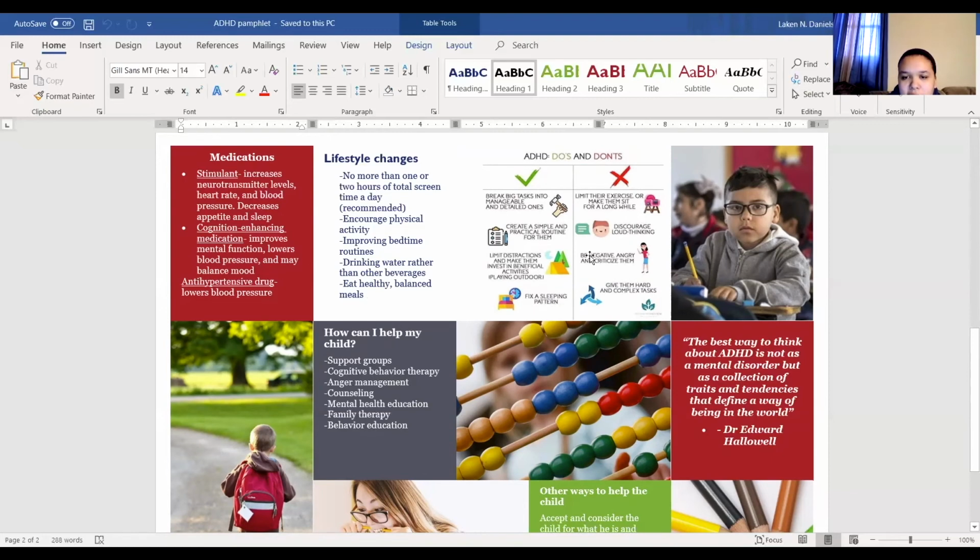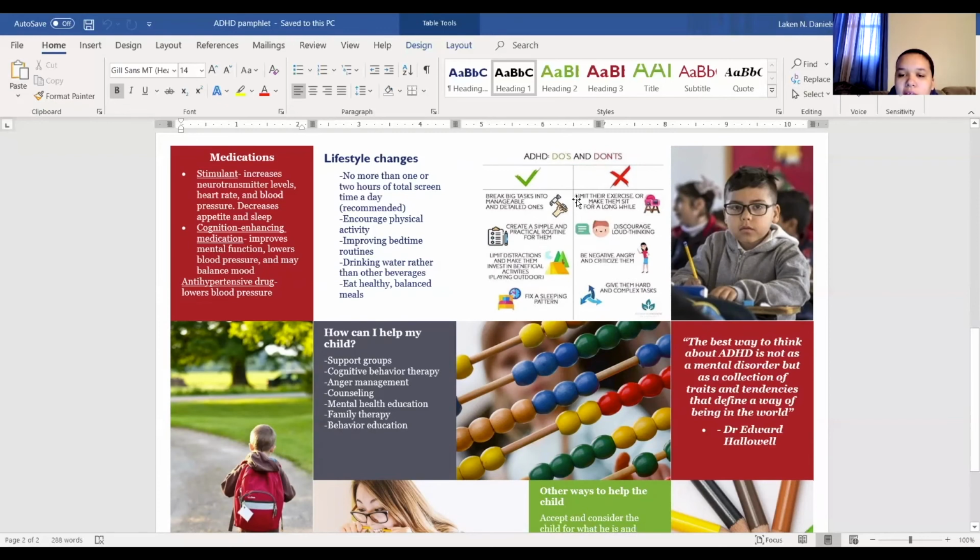And then I found this do's and don'ts chart. Underneath the do, you want to break the big task into manageable and detailed ones. Create a simple and practical routine for them. Limit distractions and make them invest in beneficial activities. So like playing outdoors is really good for them. And then you want to have a fixed sleeping pattern.